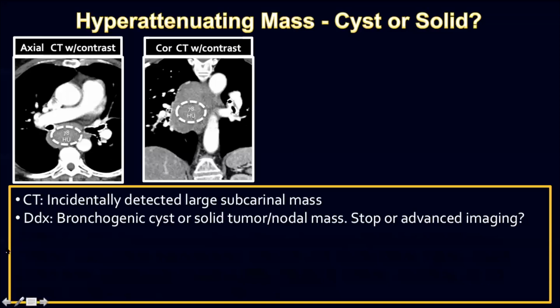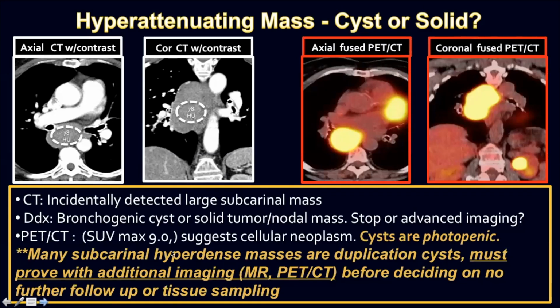Now here's another mass, same location, almost a radiological twin, if you will, a very solid looking mass. So again, based on our experience, can we assume that this is a hyperdense bronchogenic cyst, or should we confirm this with more imaging? So in this case, a PET CT was done, and this lesion is bright as the sun. So this suggests a cellular and a very aggressive neoplasm. This was actually a sarcoma. So a cyst in this location would have been photopenic.